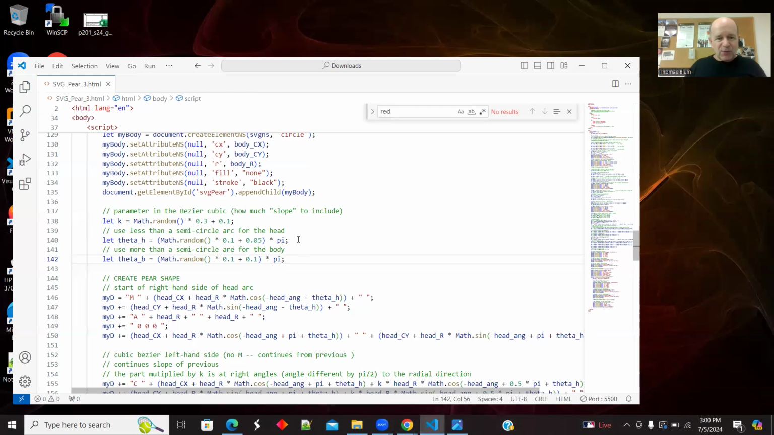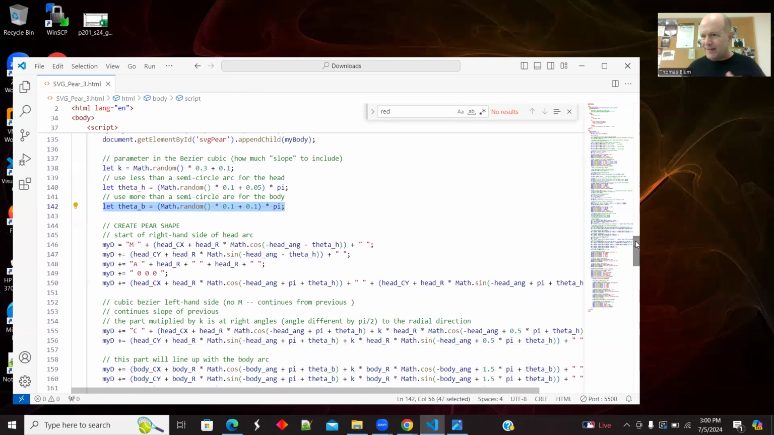So that's what this is. This is some angle for how much of the angle am I shaving off in the head, and how much am I adding in for the bottom. So I'm never doing quite a semicircle. I'm not doing half a circle. I'm doing for the head a little bit less, for the body a little bit more, and with a little bit of randomness thrown in so that all my pairs are a little bit different.